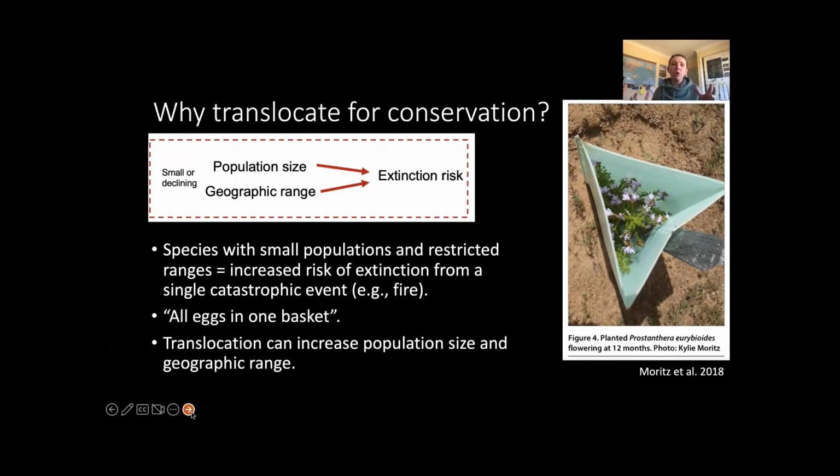So if you've got only one small population in one place and a big flood or fire or something comes through, the whole lot could be affected. Whereas if you have more individuals in more populations, then there's less chance of a catastrophic outcome. And translocation is useful because you can add individuals to your population, but probably more importantly, you could make a new population somewhere else where it's not going to be affected by the same threat.